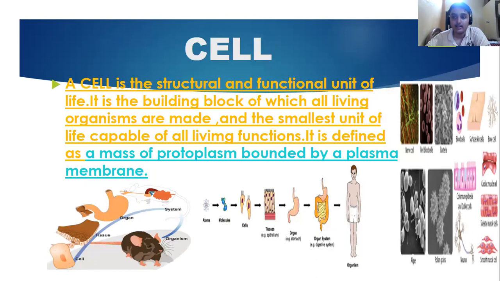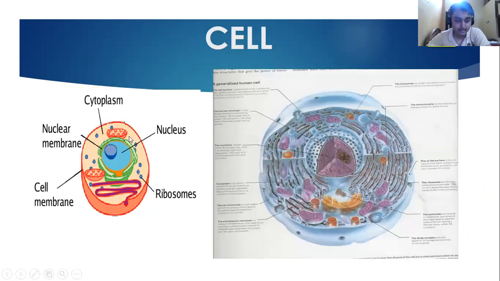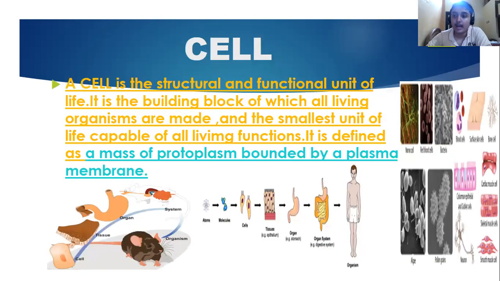If we define it, it is a mass of protoplasm bounded by a plasma membrane. Plasma membrane, cell membrane, that structure we have seen in our previous slide. Let me show again. This cell membrane is also known as plasma membrane, and the nucleus plus cytoplasm, the living part inside the cell membrane. Cytoplasm plus nucleus together are called protoplasm, and they are bounded by a plasma membrane, the cell membrane.